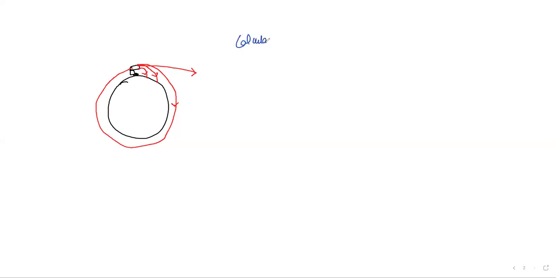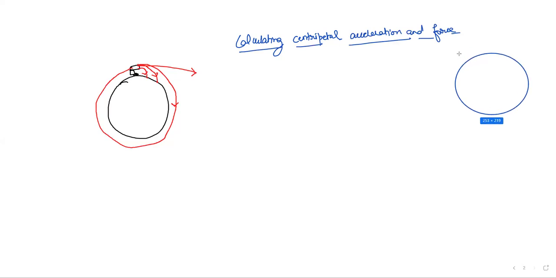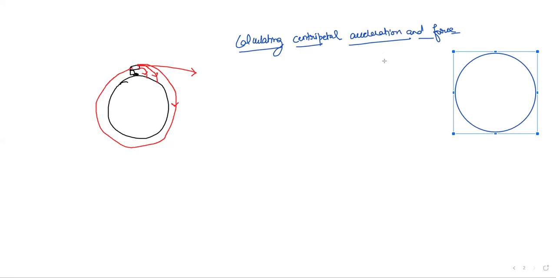Calculating centripetal acceleration and force. We can consider an example of circular motion. Let's say this is the path of the circular motion, right? And let's say this is the center.